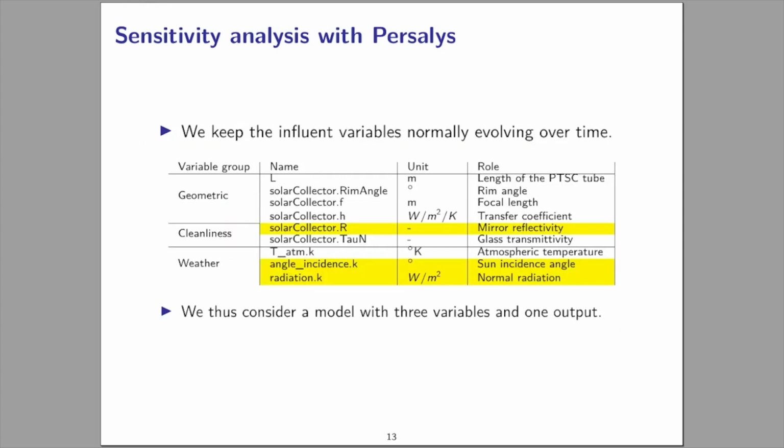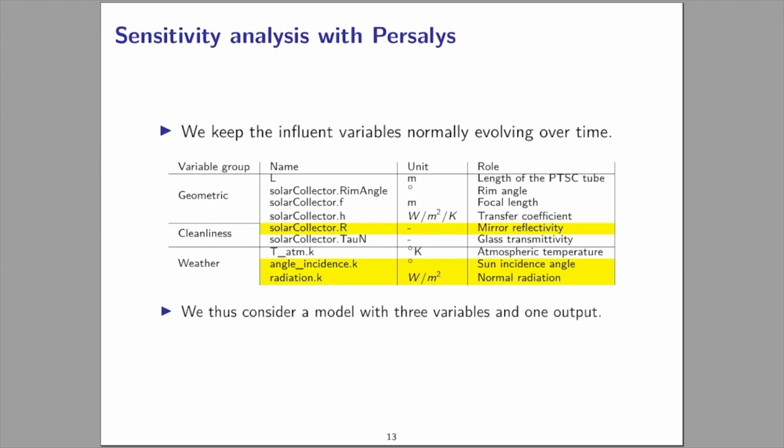Our purpose was double. First, to understand better the model. So here we succeed. We have seen that the sun variables are actually the most important. It has more influence to have the sun at the zenith or going down, let's say, than having a higher reflectivity of the mirror.